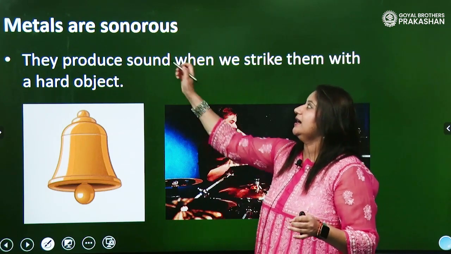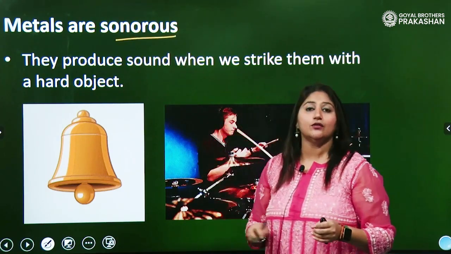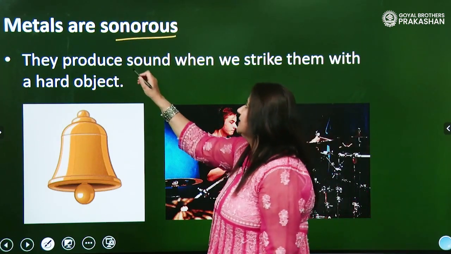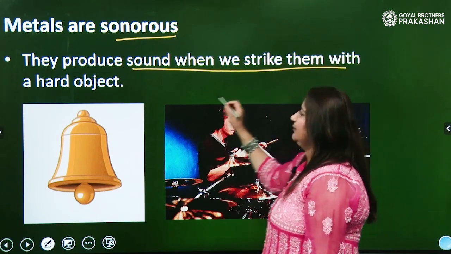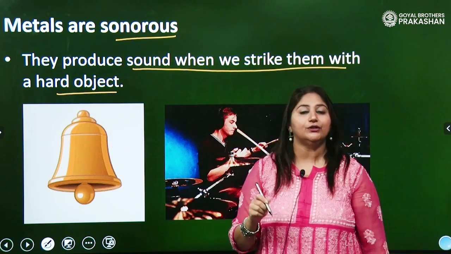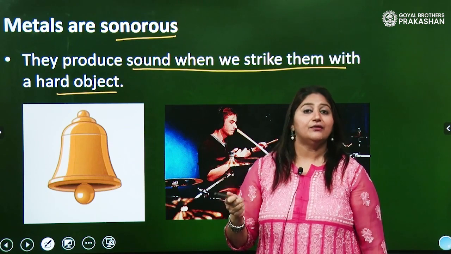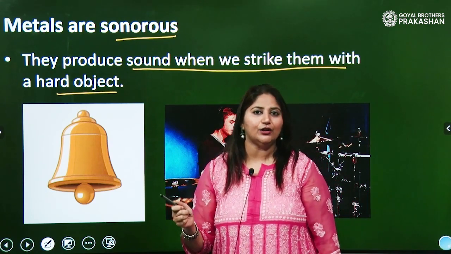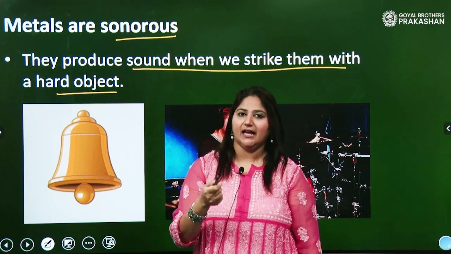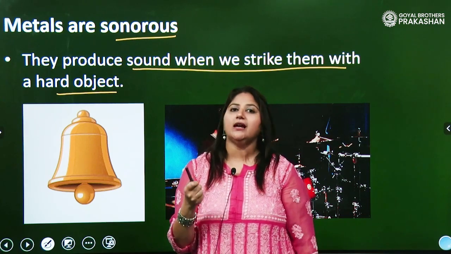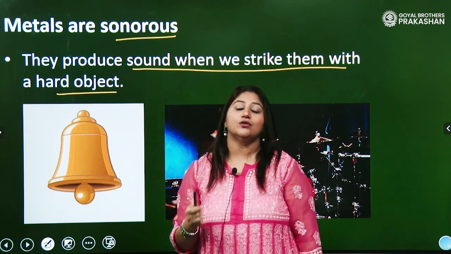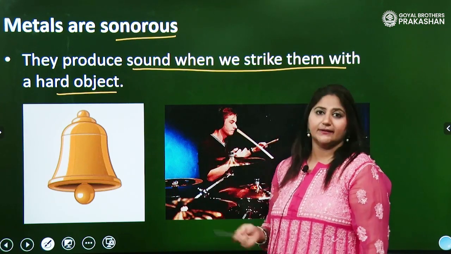So, metals are sonorous. What is the meaning of sonorous, children? They produce sound when we strike them with a hard object. Do you hear any sound in your home when the bell rings at your door? Definitely yes. Again, the bells at your home are made up of metals. So, metals are sonorous. Right?